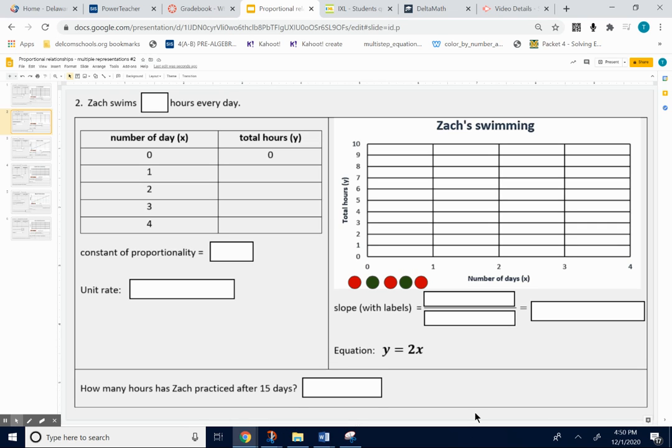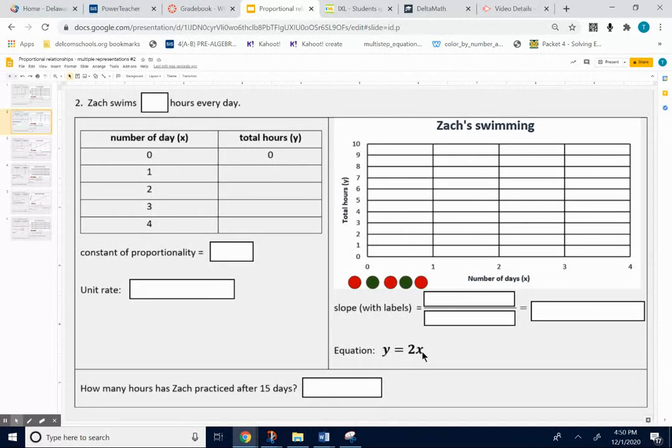Okay, let's look at one more problem together. Now you wanted to have done this problem 2 on your own first, and then check it with the video. Again, we're taking a proportional relationship. I'm giving you part of it, and I want to see if you can come up with the rest of it. In this problem, I gave you the equation y is equal to 2 times x.